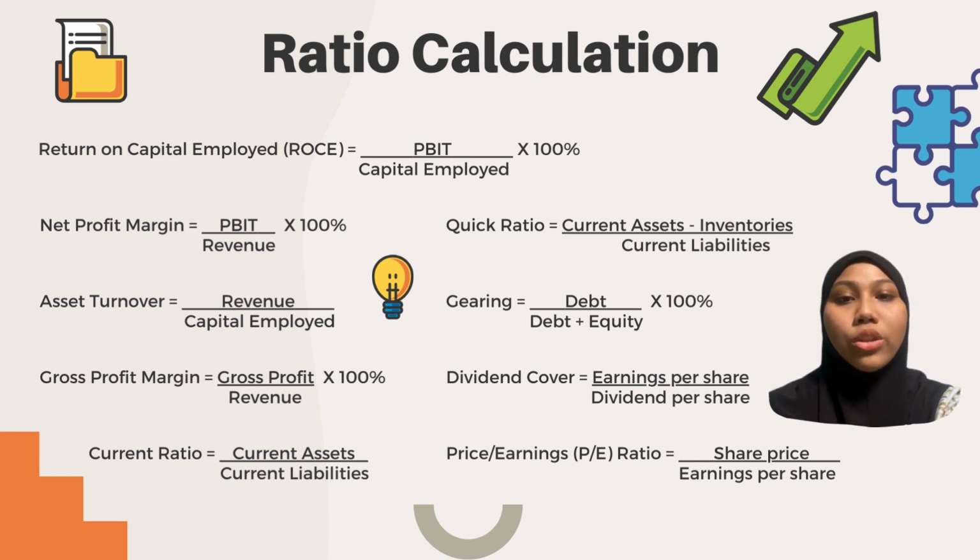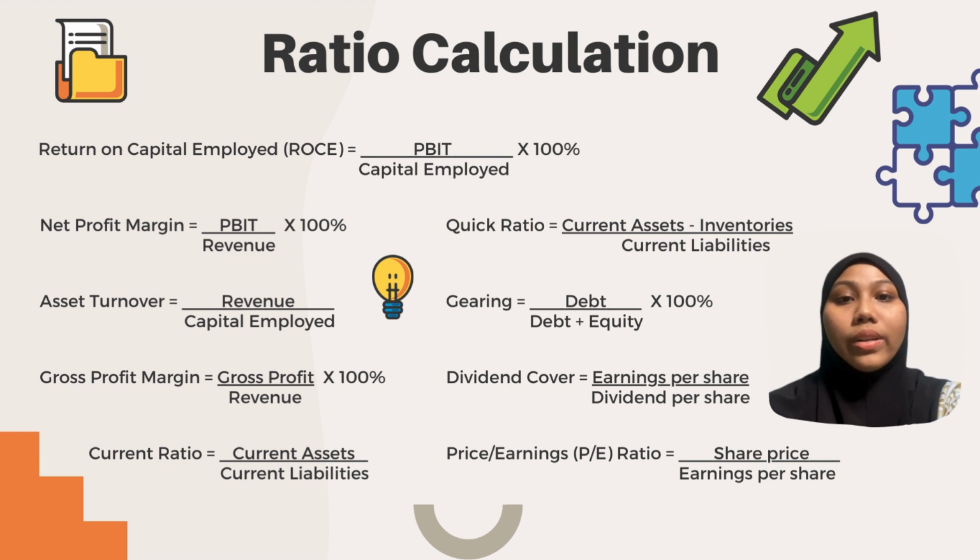First, the ratio we use is the return on capital employed. To calculate return on capital employed, profit before interest and tax is divided by capital employed, times 100. Second, to calculate net profit margin, profit before interest and tax is divided by revenue, times 100. Third, to calculate asset turnover, revenue is divided by capital employed. Fourth, gross profit margin is gross profit divided by revenue, times 100. Fifth, current ratio is current assets divided by current liabilities.